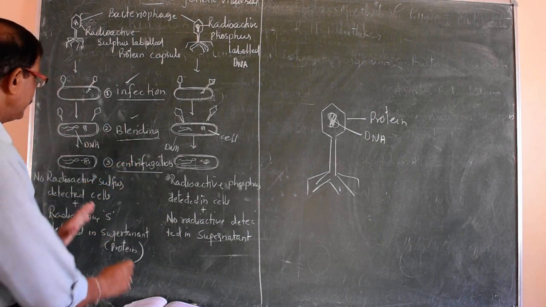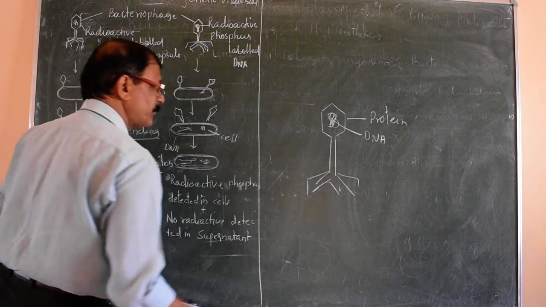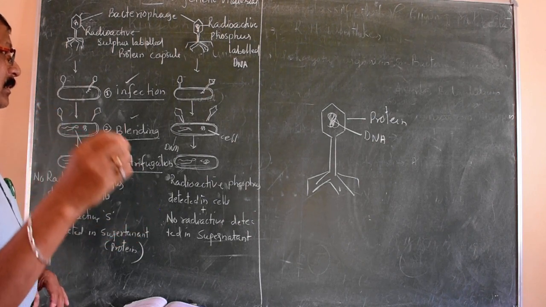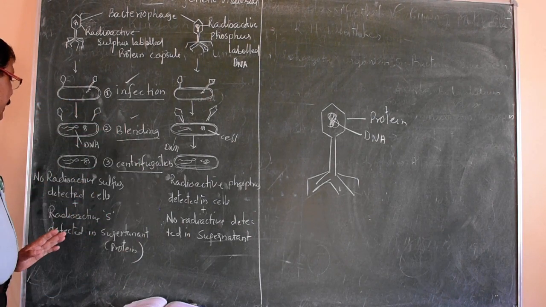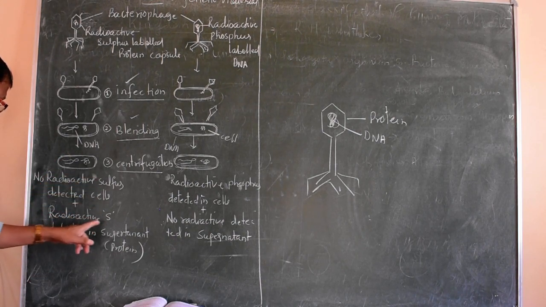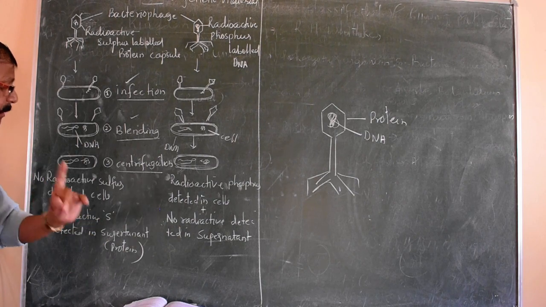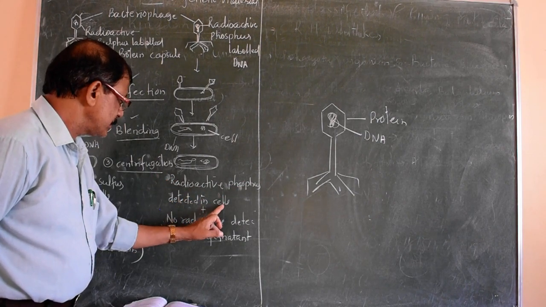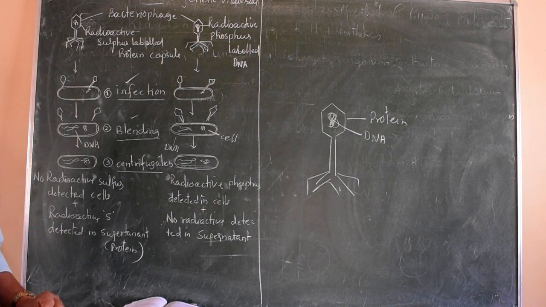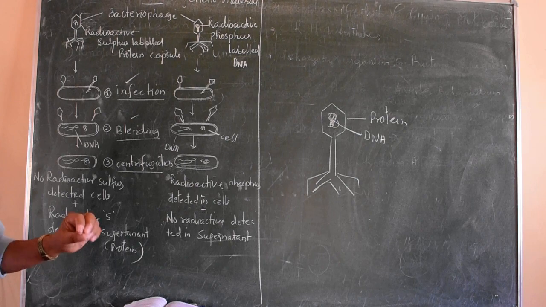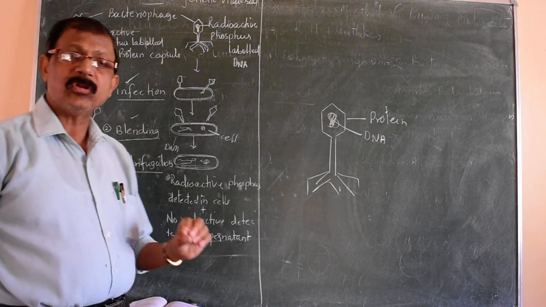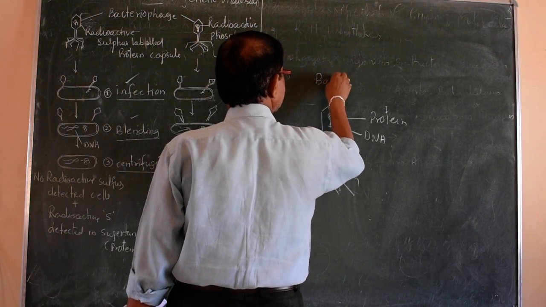Now when centrifugation is done, this bacteria is separately centrifuged and this bacteria is also separately centrifuged. Later the result is observed, and that result shows that here no radioactive sulfur is detected in the cell, but radioactive sulfur is detected in the supernatant of the protein. Got it? Then radioactive phosphorus is detected in cells, and no radioactivity is detected in the supernatant. From this what did you understand? You understand that only the DNA molecule entered into the cell, not the protein.